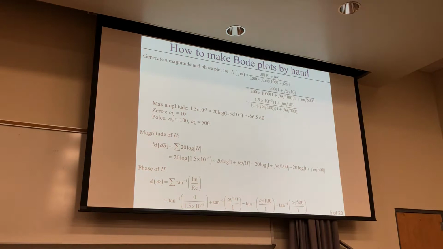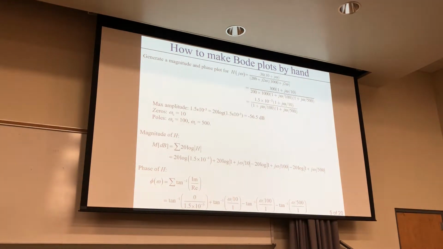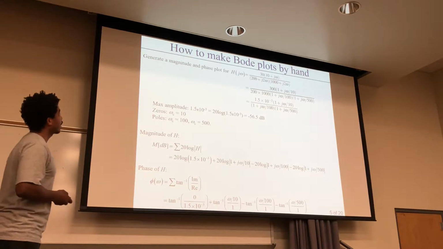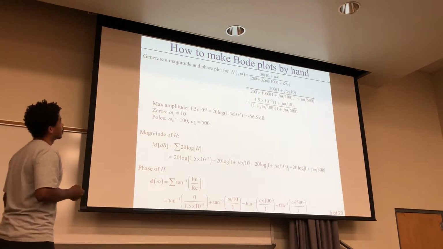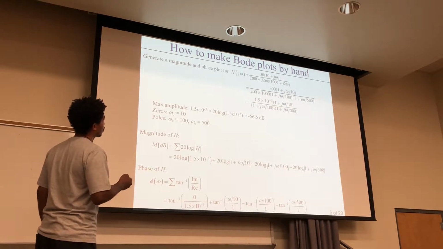So, how to make Bode plots by hand. We'll start with an example. Let's say here's your transfer function, and it has some zeros and poles.